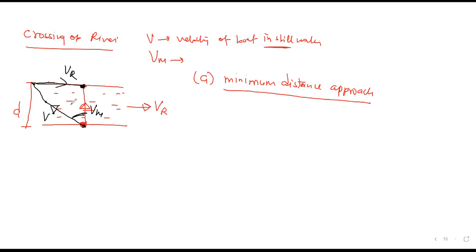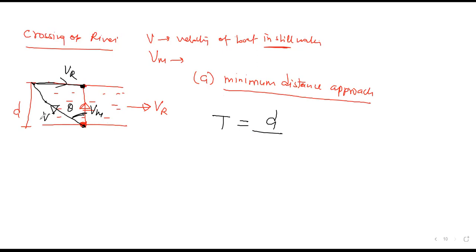Suppose you are moving at angle theta to the perpendicular line. We want to calculate what time we will take to cross this river. We want to calculate time in the minimum distance approach. So what is the time taken to cross the river, T? Time will be obviously distance by speed. So what is the distance here? Obviously the width of the river, D.